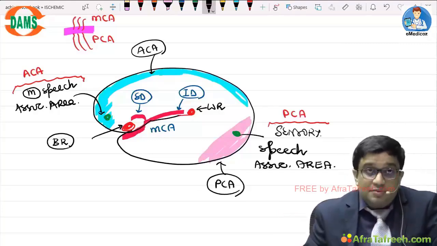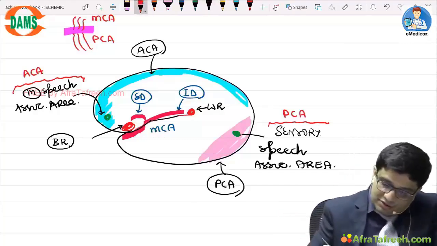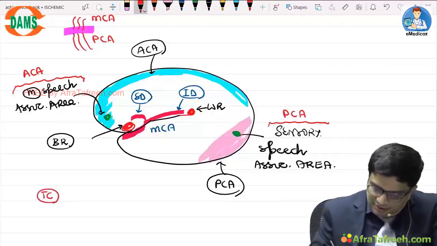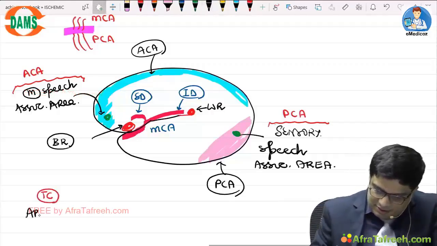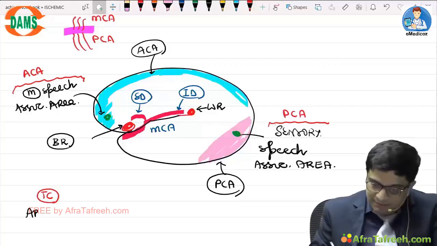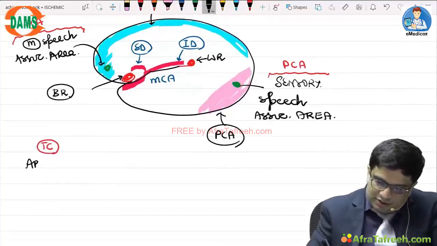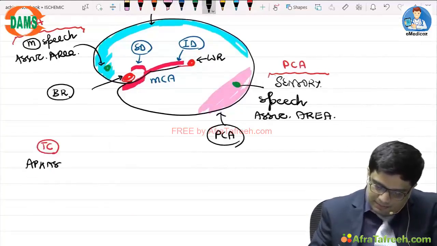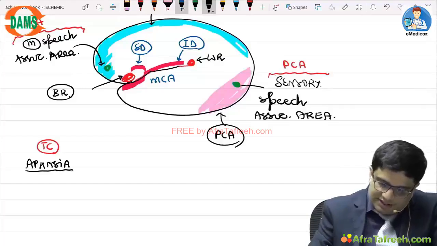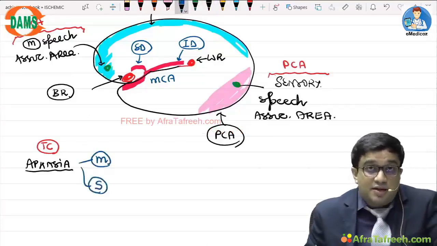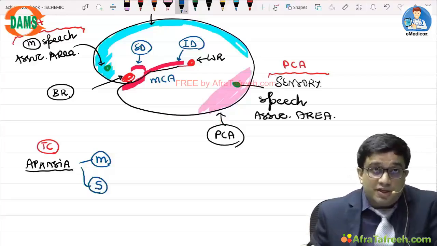Now I'm telling this because we now have the transcortical aphasias with us. The transcortical aphasia which I know as the motor transcortical aphasia, the motor one, has intact repetition, if you remember, but symptoms similar to Broca's. Sensory has intact repetition but symptoms similar to Wernicke's.